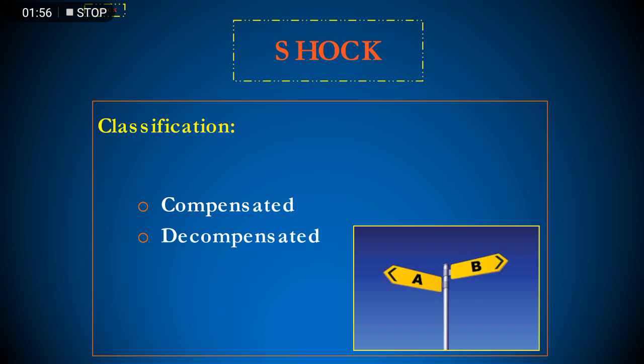Let's go now to the classification of shock. We have compensated, which occurs in the early stage of shock, wherein the body is able to compensate for the perfusion in the body, and manifestations might include tachycardia and tachypnea to maintain blood pressure. The second classification is decompensated, which occurs in the late part of shock.